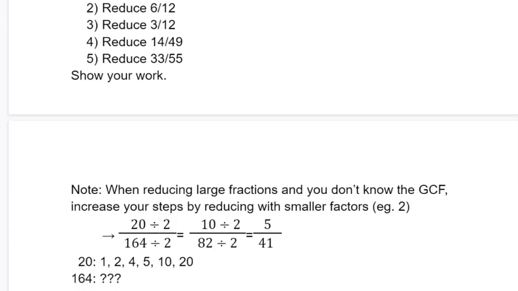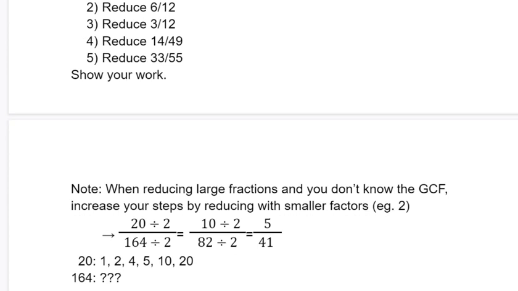And just one final thing, when reducing large fractions and you don't know the greatest common factor, increase your steps by reducing with smaller factors, so like 2. So say we have something like 20 over 164, and you know your factors and multiples for 20, but with 164 you don't really know it. That's fine. What you could do is increase your steps, like I said, and keep on reducing by a number that is divisible by both 20 and 164. And in this case, because they are even numbers, we can do it with 2.